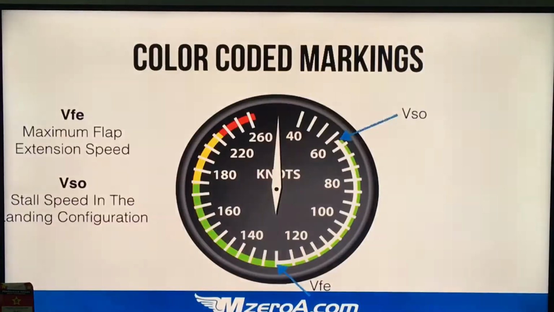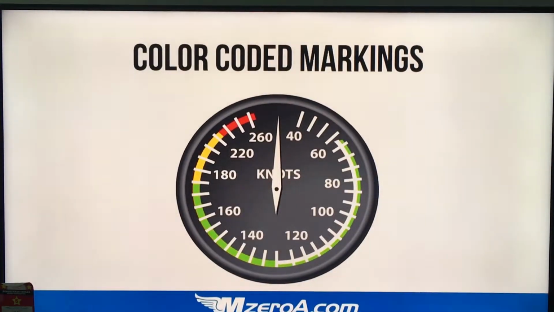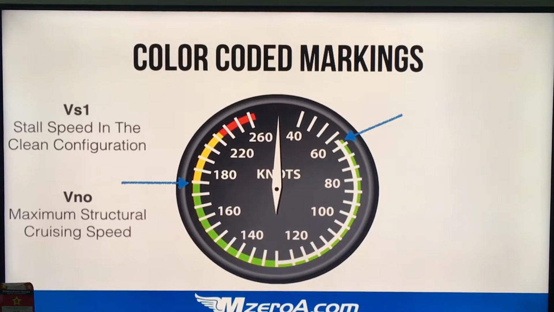Let's look at some more now. How about that green arc now? See, I just drew the arrow there under the green arc all the way back around till it meets that yellow arc at, geez, about 175 knots. What are those two right there? Well, our green arc also tells us two V speeds.